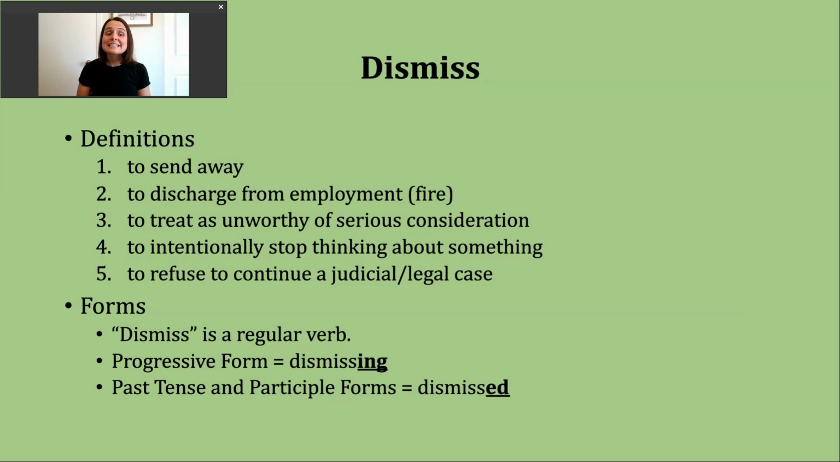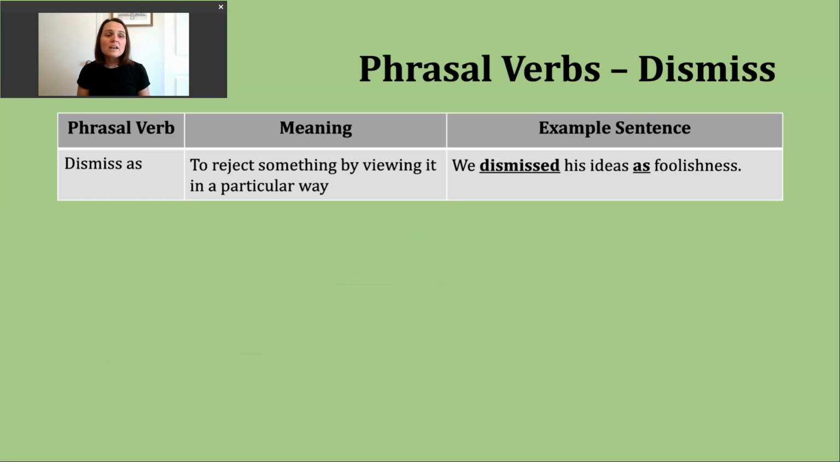You should know that dismiss is a regular verb. To make the progressive form, all you need to do is add ing to form dismissing. The past tense and participle forms of this verb are made by adding ed. The base verb dismiss, right, ends in an S sound. So our past tense ending is going to make a T sound. Dismissed, dismissed.